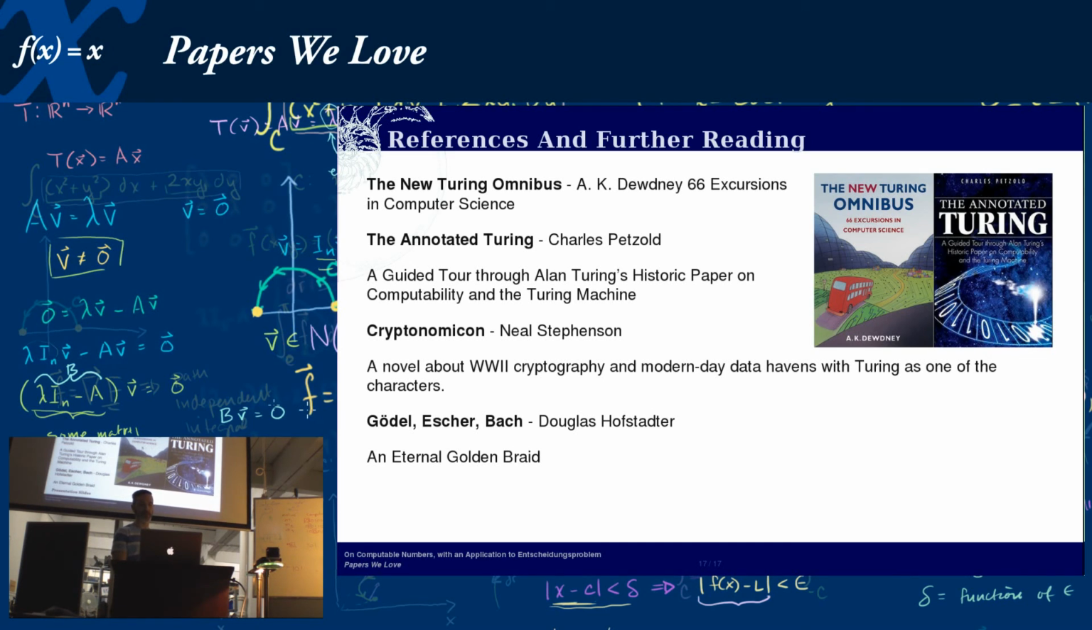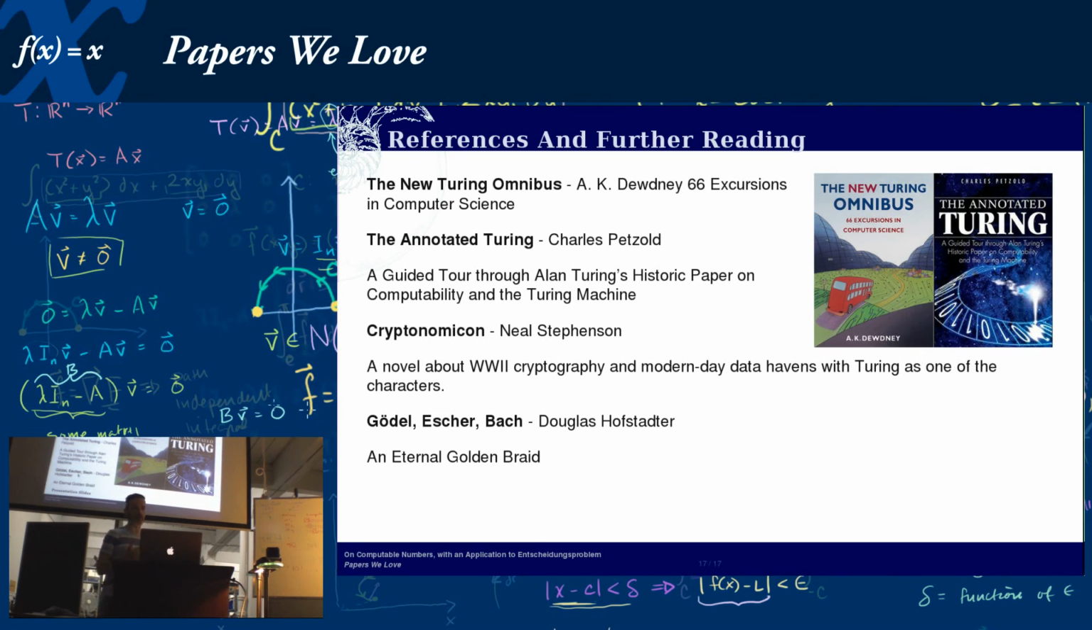Does anyone know this book, The New Turing Omnibus? It's so good. It was published probably late 80s, early 90s, but it's still super relevant today. 66 excursions in computer science, so there's all these small chapters on sort of the seminal problems and interesting ideas of computer science, and a whole bunch of them have to do with Turing machines and all sorts of other super interesting things. It's one of my most favorite books. Every once in a while, if I just want to read something cool, I pick it up, leaf through to a chapter, and read it.